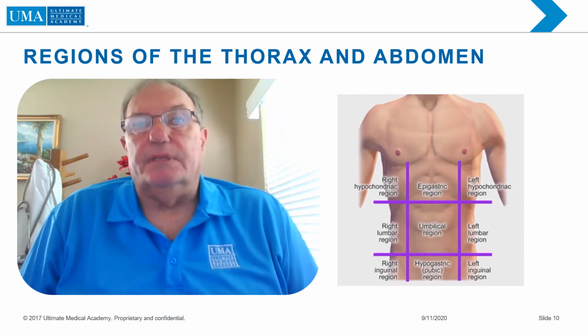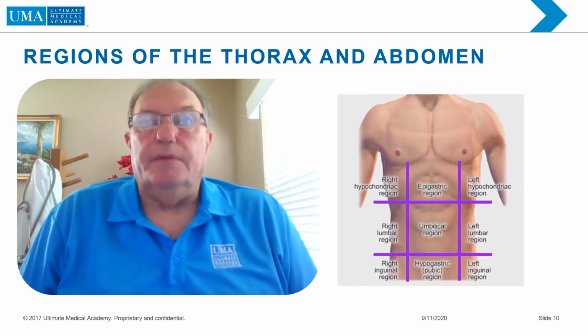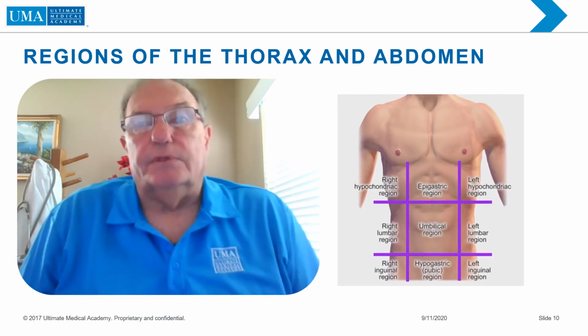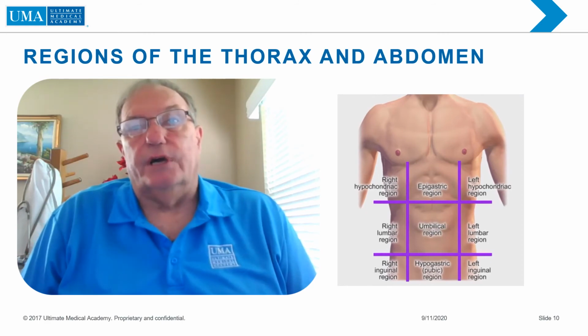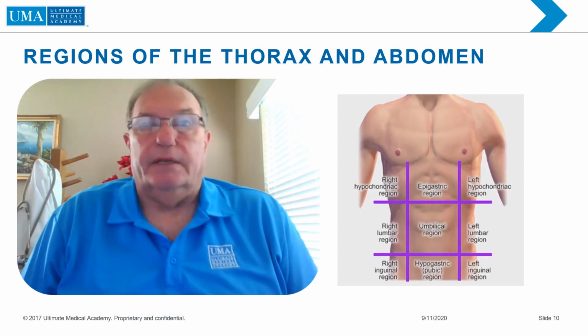Then there's the umbilical. The umbilical region contains the umbilicus, which is the navel, and many parts of the small intestine, such as part of the duodenum, the jejunum, and the ileum. It also contains the transverse colon and the bottom portions of both the left and right kidneys.